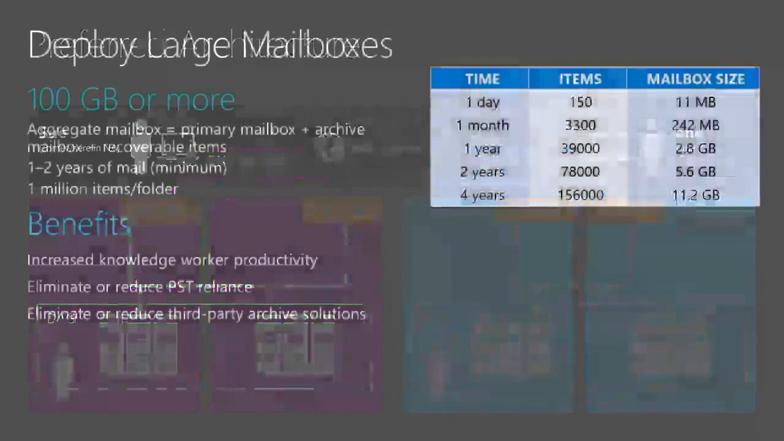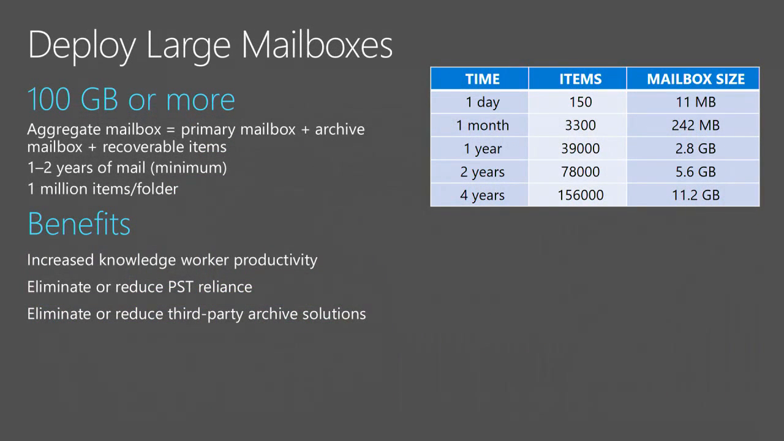Now, we've talked a lot about the server side. There's just one more thing I want to say about the client side, and that is deploy large mailboxes. Don't deal with stubbing. Don't deal with third-party archives. Don't deal with PST. Deploy large mailboxes. What do I mean by large? 100 gigabytes or more. Maybe that's too much for you. 25, 50, maybe 100 or more, but deploy large mailboxes.